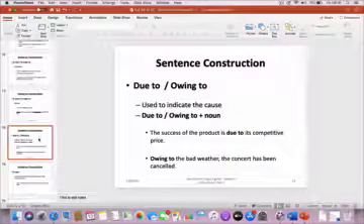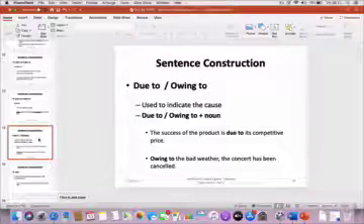Due to, owing to. Due to, owing to define the cause of something. We use due to, owing to plus a noun. The success of the product is due to its competitive price. This is a very successful product on the marketplace. It's very successful because it has a very competitive price. So I can say due to. Alternatively, you could say owing to the bad weather, the concert has been cancelled. Again, same idea, because of the bad weather in this case.